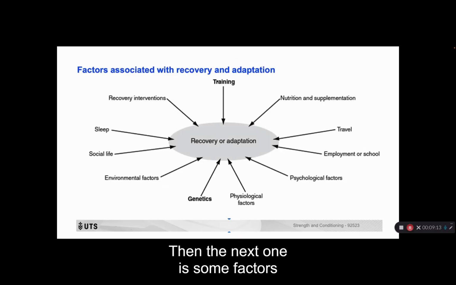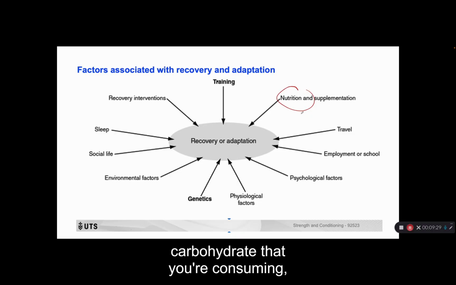And then the next one is some factors associated with recovery and adaptation. And this is definitely not an extensive list. There are so many different reasons why recovery and adaptation occur at different rates. So nutrition and supplementation is definitely one. The amount of carbohydrate that you're consuming, especially to drive anaerobic glycolysis, is important.